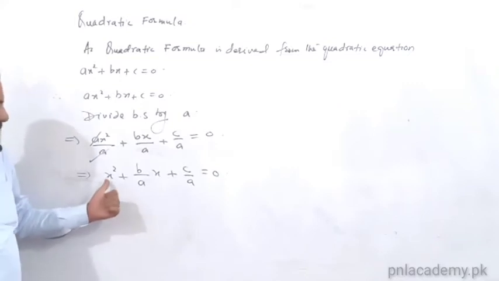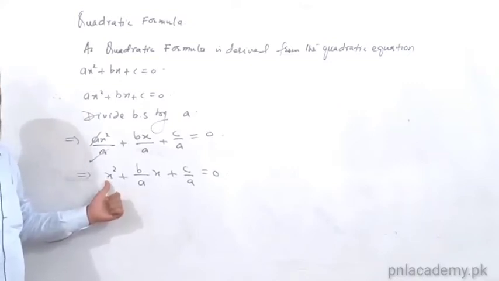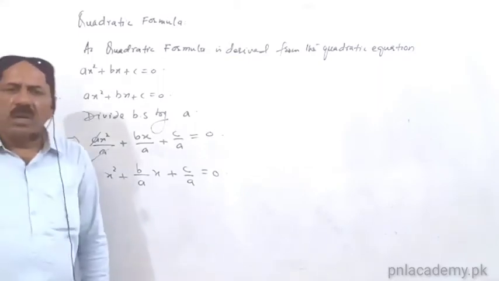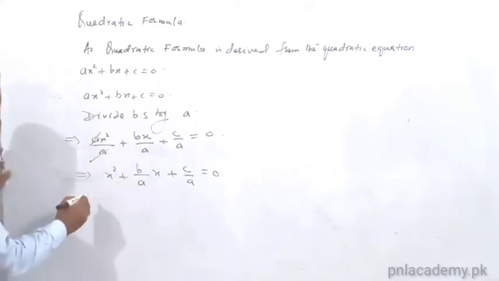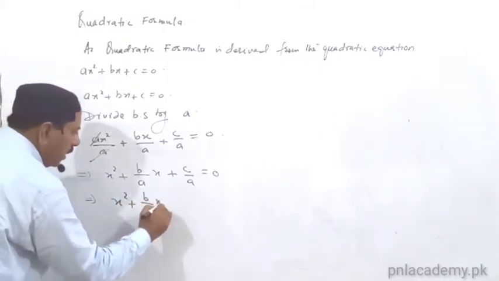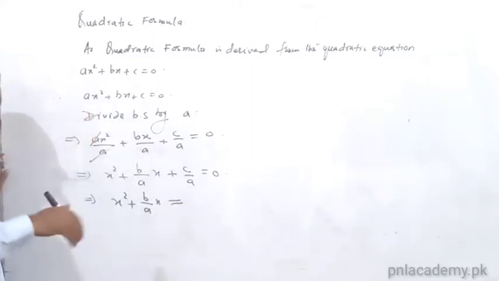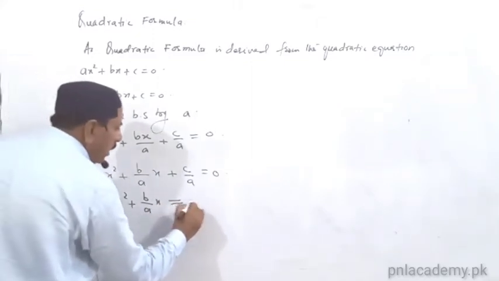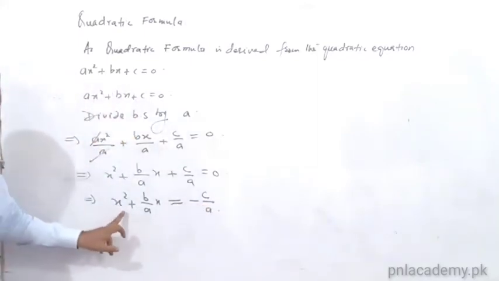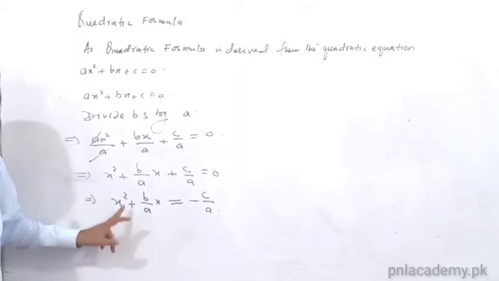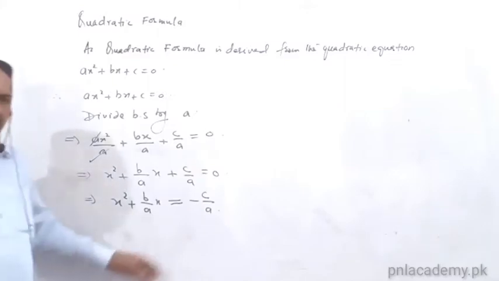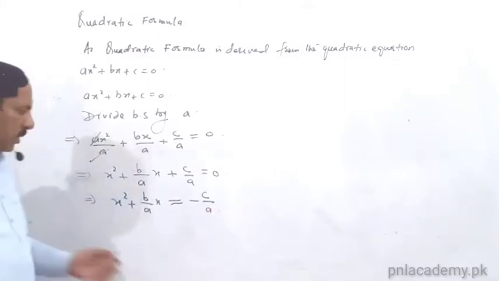Now, first term x square is according to the square form. Last term is not according to the square form. So we can write this one just like x square plus b upon ax. We shift the last term to the next side, it will be minus c upon a. So here there are two terms, first term, middle term. After the shifting of the last term to the next side, here third term is missed.